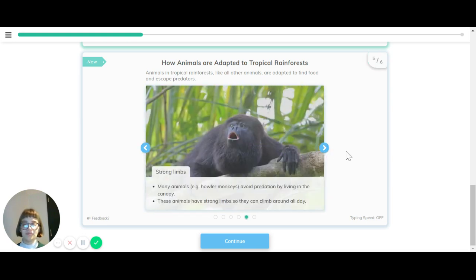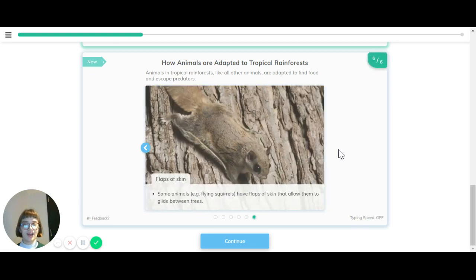Strong limbs. Many animals, like howler monkeys, for example, avoid predation by living in the canopy. These animals have strong limbs so they can climb around all day. Flaps of skin. Some animals, for example flying squirrels, have flaps of skin which allow them to glide between trees.